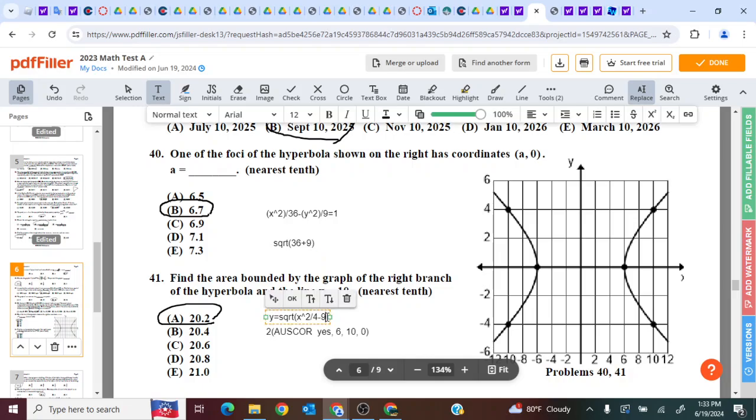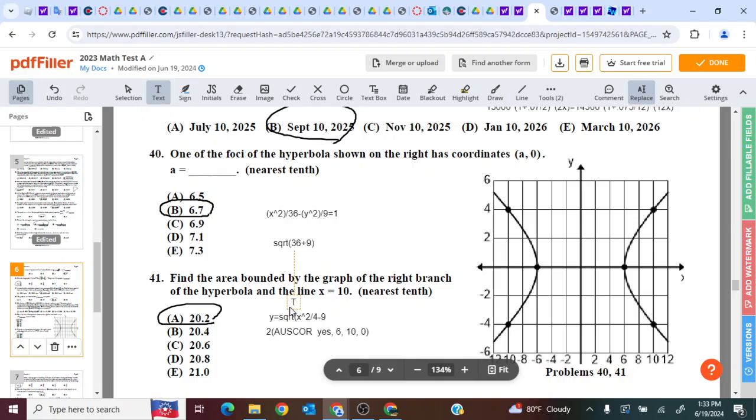41, the area bounded by the graph of the right branch and the line x equals 10. In this case, you'll want to write the equation in terms of y equals. Now this will make an equation that looks like this, as you can see here, not entirely what we're looking for.